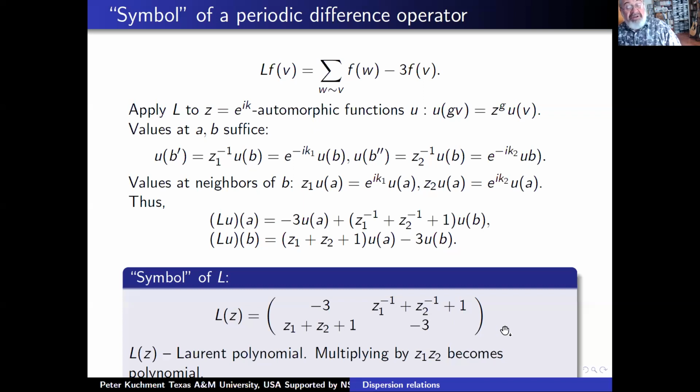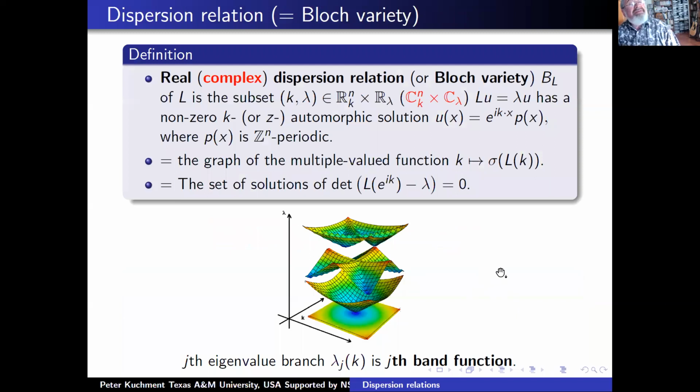And this is the crucial difference between PDEs, the continuous case, and the discrete case. In the discrete case, the symbol L of Z, or in the discrete case, you also usually call it L of K, you look at the dependence on quasi-momentum, is an algebraic function of Z. It's not true for PDEs. And you will see that it makes a significant difference. Now, what is the dispersion relation? That's the object that I declared I will be discussing. Dispersion relation comes in two incarnations, real or complex. Both are important.